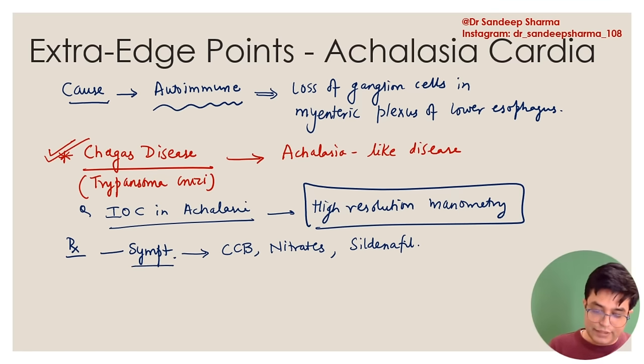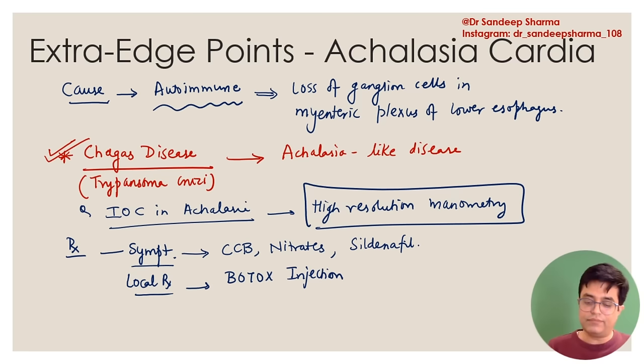Then there can be local therapy. Local therapy can be in the form of Botox injection. Botulinum toxin injected into the non-relaxing lower esophageal sphincter has been shown to produce improvement for 4 to 6 months. But after every 6 months, you will have to repeat the injection.